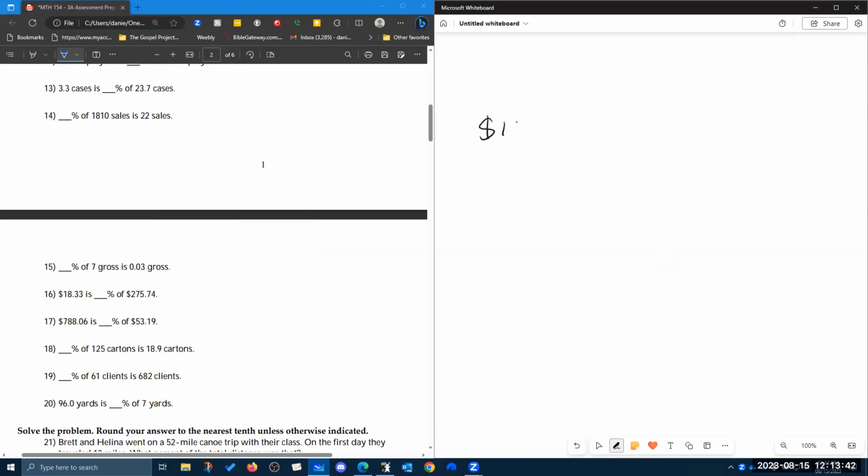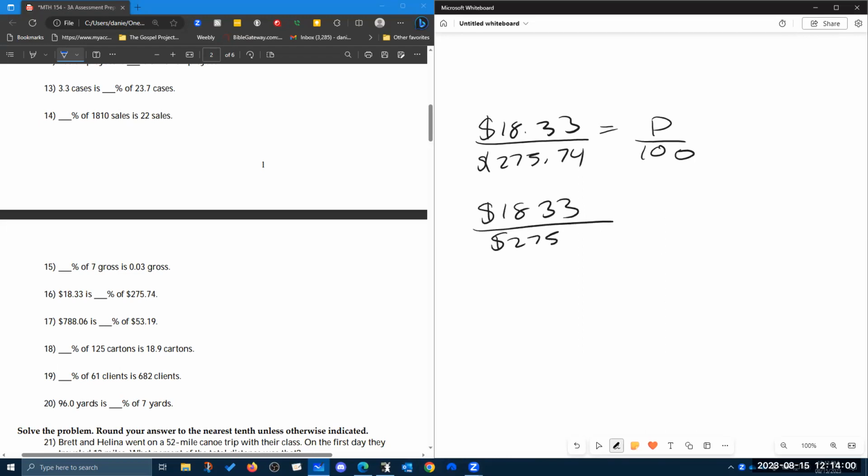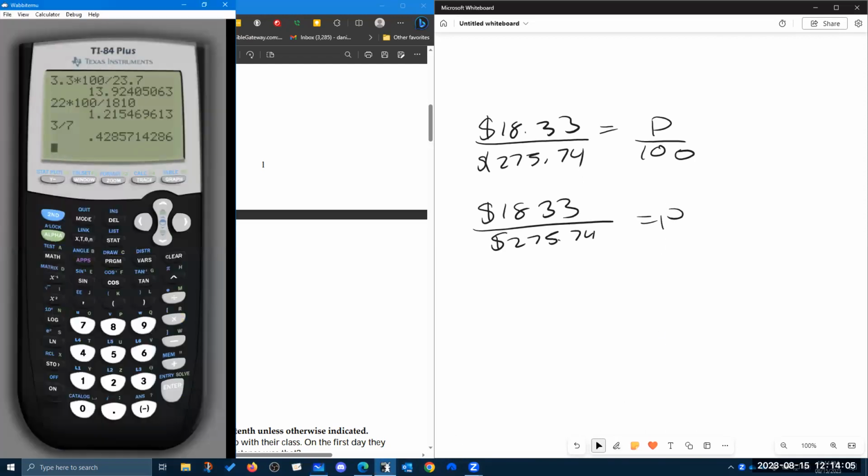$18.33 is P percent of $275.47. So 1833 divided by 275.74 is P. We're going to round that to the nearest tenth. 1833 divided by 275.74 is going to be 6.6.